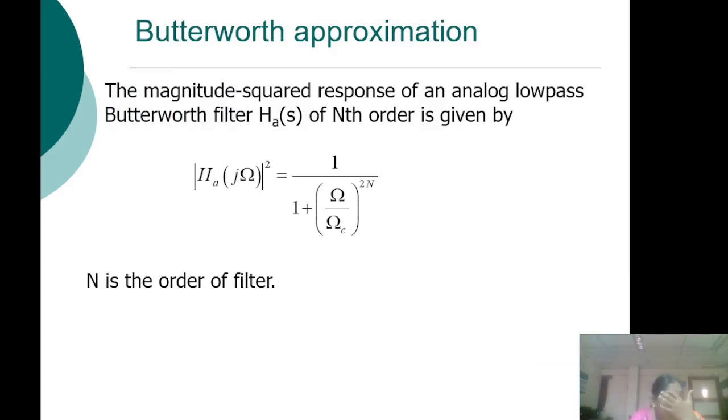When we see the magnitude function of a Butterworth filter of nth order, generally the formula is given by modulus of HA of j omega whole square, equivalent to 1 by 1 plus omega by omega c whole power 2n, where n represents the order of the filter and omega c represents the cutoff frequency. So this is the general expression for the magnitude response of the Butterworth filter. And if you substitute higher values of the order n, we can get a better frequency response.